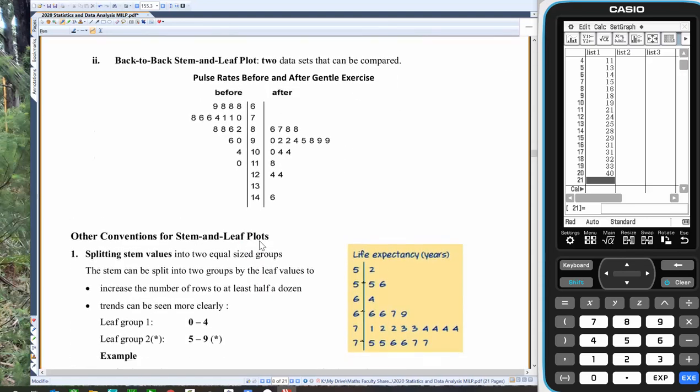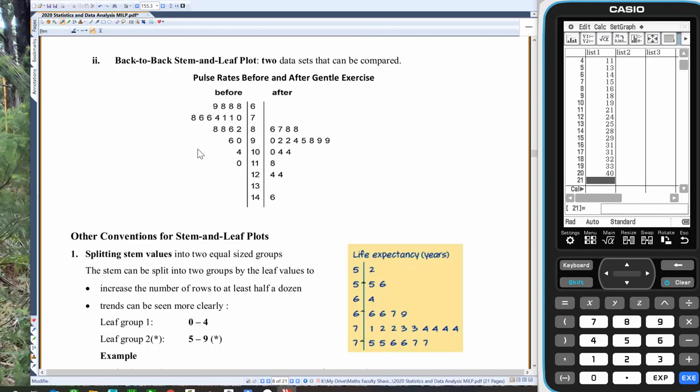Okay, so what we can do also is do these back-to-back stem and leaf plots, okay? That's a great way to compare data. So what we've got here is a back-to-back stem and leaf plot, and it represents pulse rates before and after gentle exercise. So this side here represents after, this side here represents before.